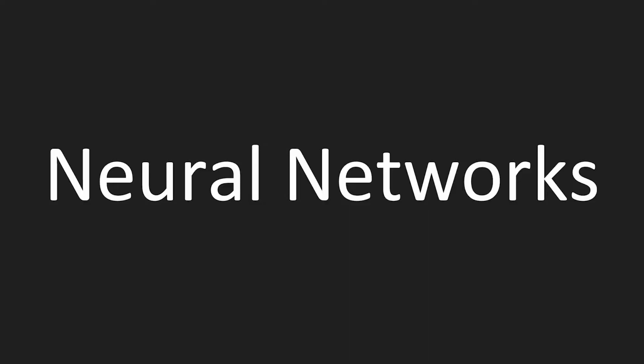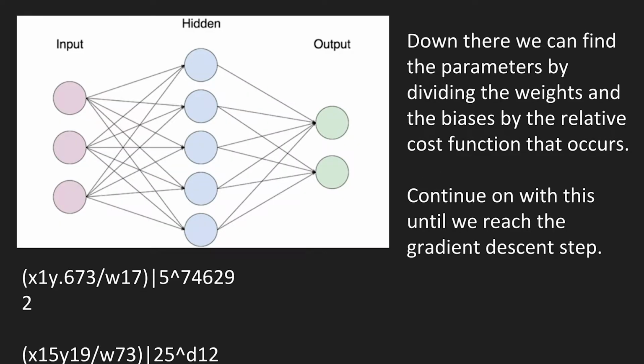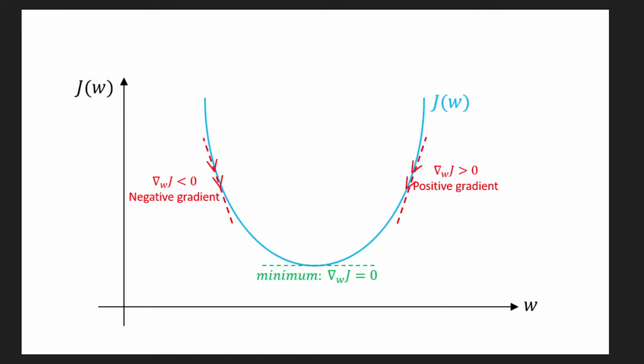Okay, so neural networks. Down there we can find the parameters by dividing the weights and the biases by the relative cost function that occurs. In our gradient descent model, we can see the gradient equation by using the calculus methods of minimizing the cost function. No. And not just no because everything that I just uttered was complete nonsense.